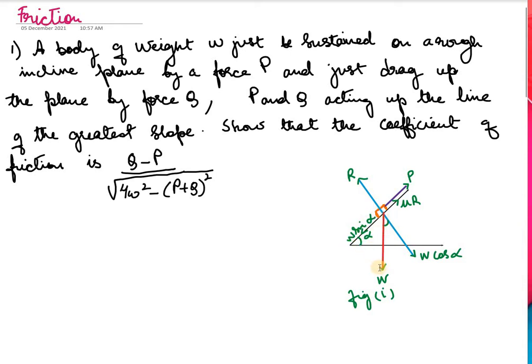So if W is the weight of the body, as you can see in the figure, the resolved parts of this force W along the inclined plane and perpendicular to the plane are W sine alpha and W cos alpha. So based on figure 1, case 1, we can resolve the forces along and perpendicular to the plane.